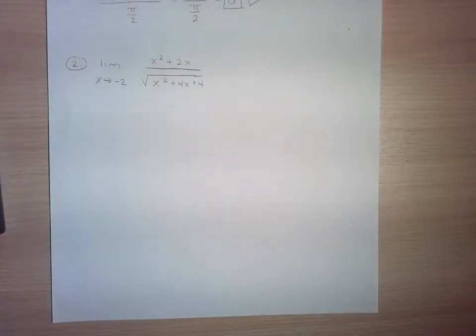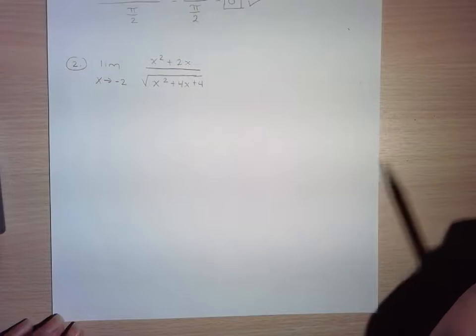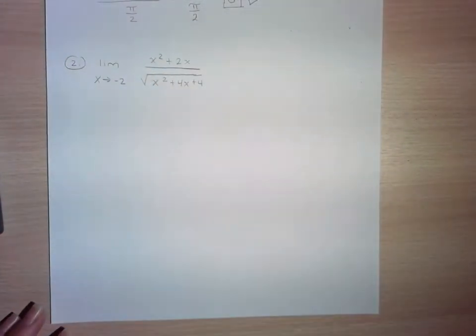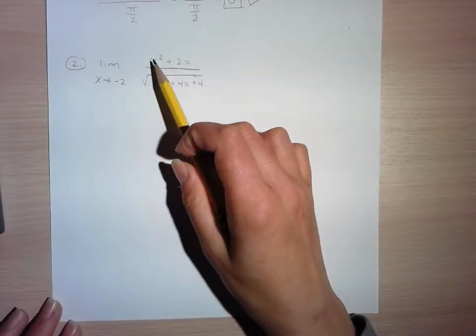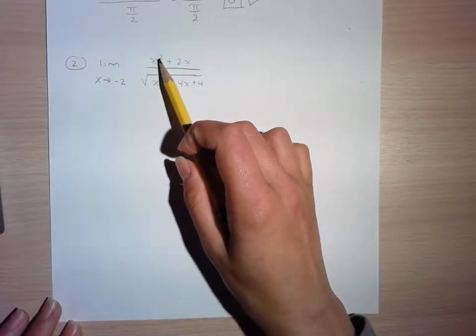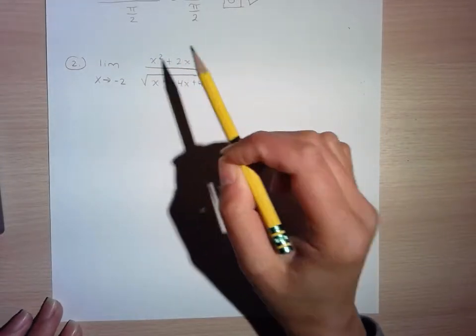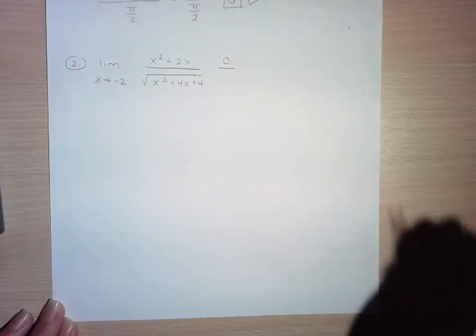Number 2 on the Unit 1 review guide, I asked you to find the limit as x approaches -2 of this function right here. So just like the last one, I'm going to try to plug -2 in directly and see what happens. And I'm just going to do this in my head real quick. If I plug in -2, -2 squared is 4, plus 2 times -2 is -4. And I end up getting 4 plus -4, which gives me 0 in the numerator.